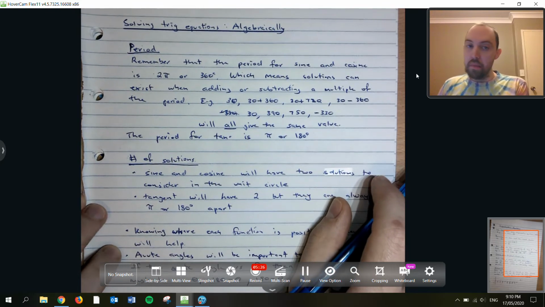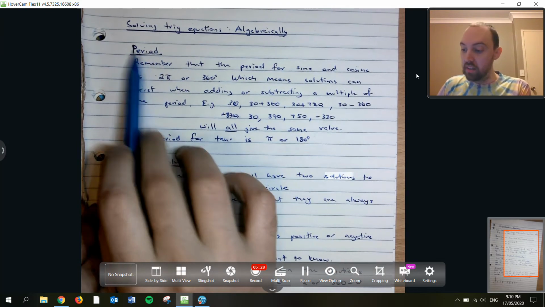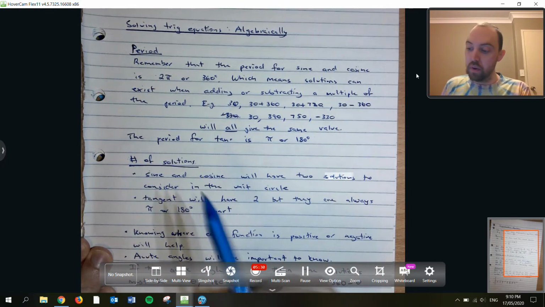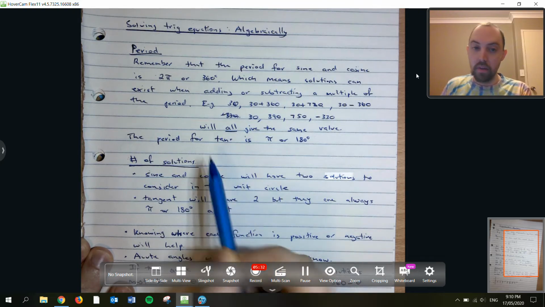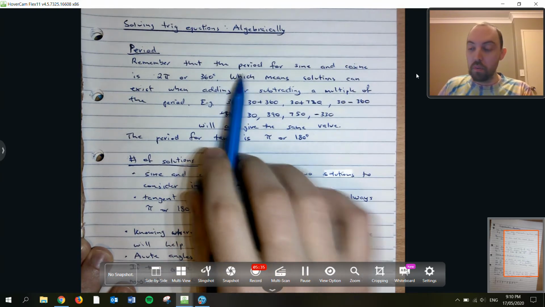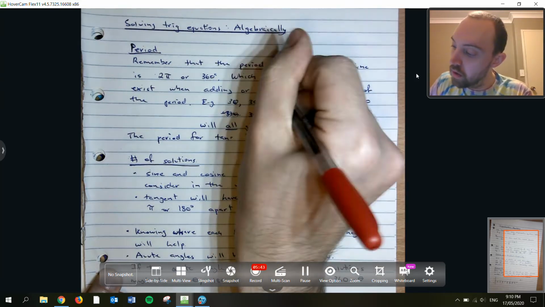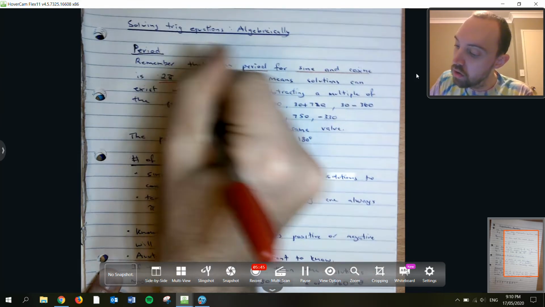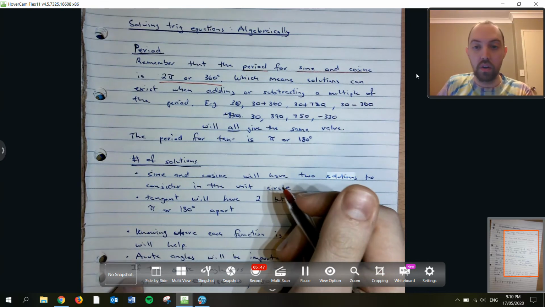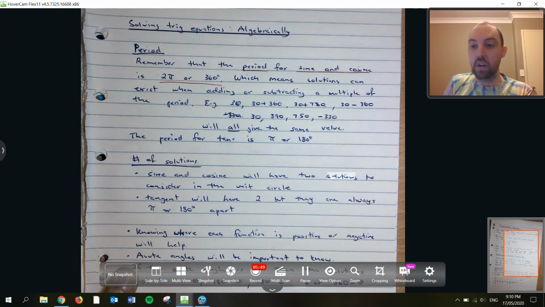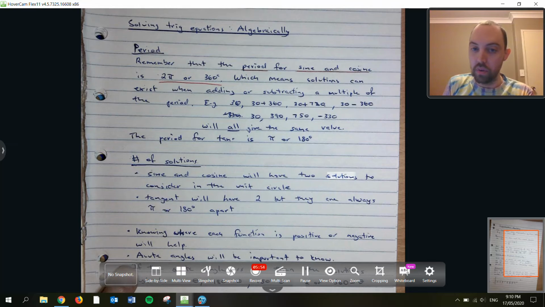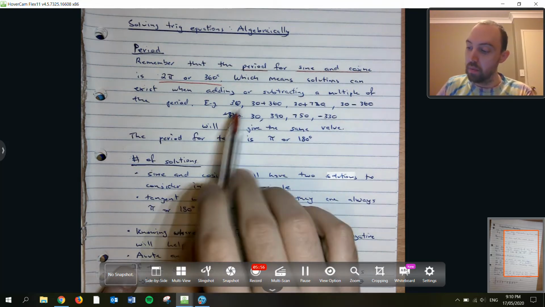But it's going to come back to understanding how the periodicity of our functions work. So we have periods for sine and cosine at 2 pi radians or 360 degrees. And so you can add or subtract a multiple of that and get another solution. So we have to pay attention to our domain. I've got an example here.